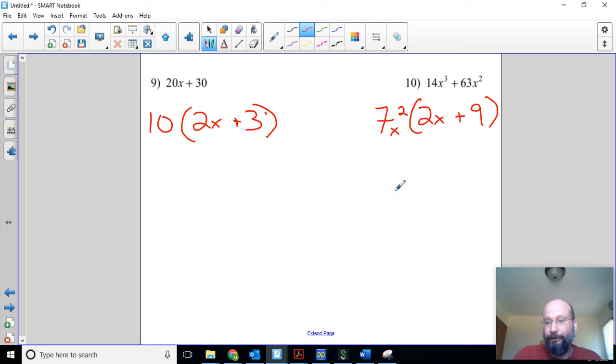If I was confused and I wanted to check to make sure I was right, all I have to do is just distribute to make sure I get my original question. 7x squared times 2x is 14x cubed. 7x squared times 9 is 63x squared. So I know I did it right because that's the same.